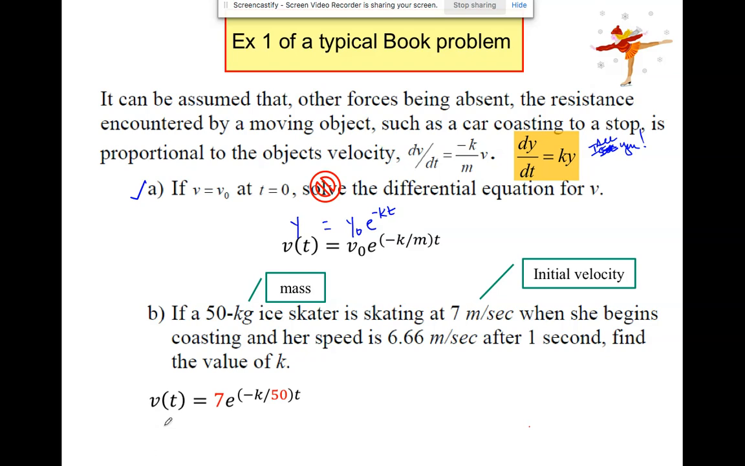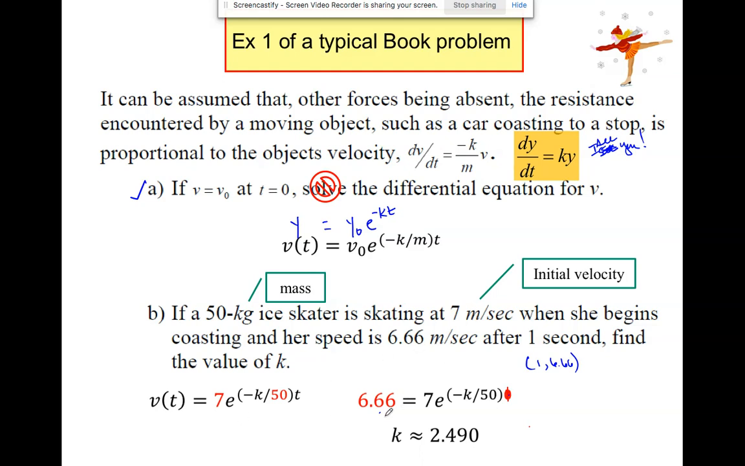Notice that that is one equation with 3 unknowns: the velocity after a certain time, the constant of proportionality, and time. Look at what information they gave me, though. They gave me a point. After 1 second, she had slowed down to 6.66 meters per second. So I plugged in the point: t of 1, v of t of 6.66. What can I do now? I can solve for k.